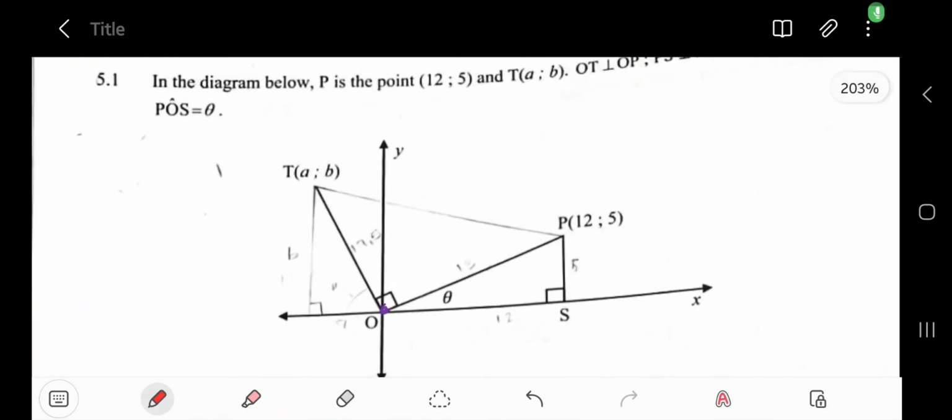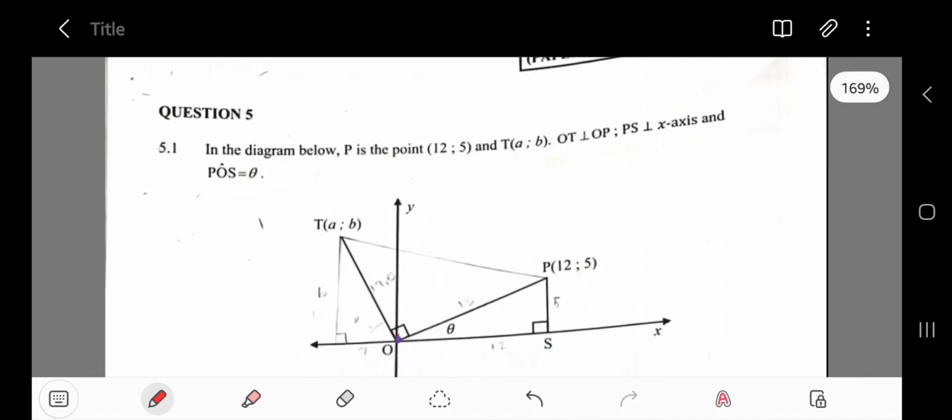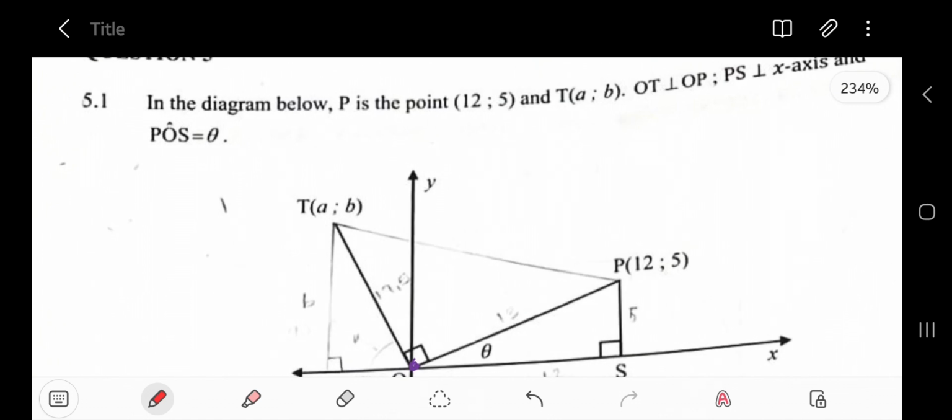Guys, welcome back. So today we're doing the prelim question of Gauteng 2023. We're doing question 5 of paper 2. Question 5, that's where we get our trigonometry. This is where the trigonometry section of the paper starts.